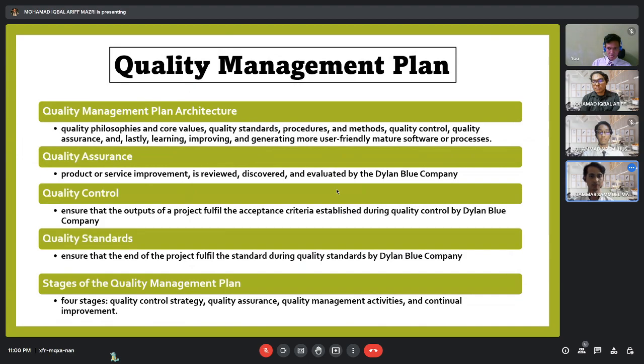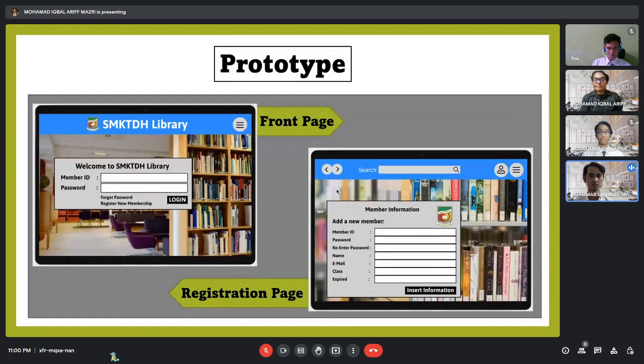before. So next, this is the part where we show the prototype of our SMK Harun library system. Here we have the front page. As you can see, we are welcomed by the member ID and the password. Users have to log in using the ID and password, and if they are new to the system, they need to register with all the details given to insert information, as you can see on the second screen.